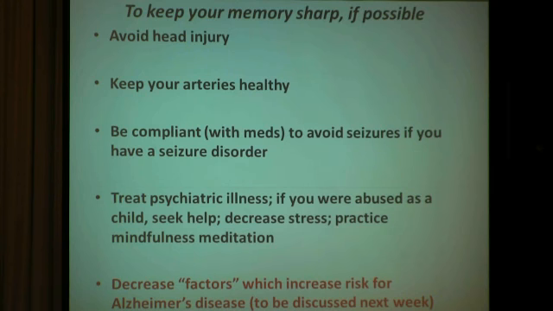And last of all, decrease factors which increase your risk for Alzheimer's disease. That's what our last lecture is going to be about: what you can do every day of your life that will decrease your risk for sporadic Alzheimer's disease. I can't give you any advice about decreasing anything if it's genetically transmitted, obviously, but for the vast 95% of people who get Alzheimer's, it's the other type. So we're going to talk next time about how to decrease that. Yes?